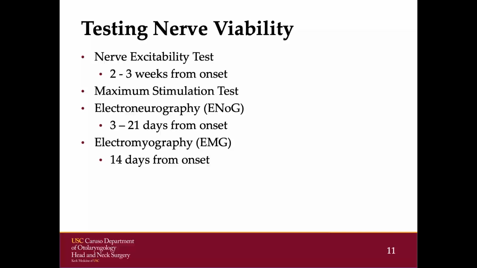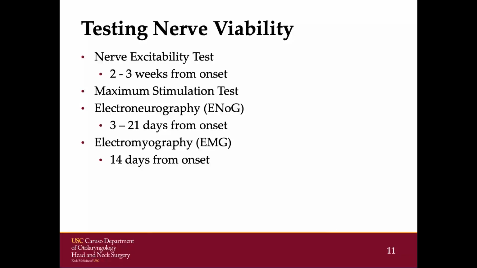ENOG, or electroneurography, is another modality that we can use, which is more objective. And it involves using a stimulating electrode in the stylomastoid foramen, and then a recording electrode in the nasolabial folds. And in general, 95% nerve degeneration or above implies a poor prognosis for the return of function. And it's useful from 3 days after injury to about 3 weeks. And it's important to note that it's not useful in cases of incomplete paralysis.